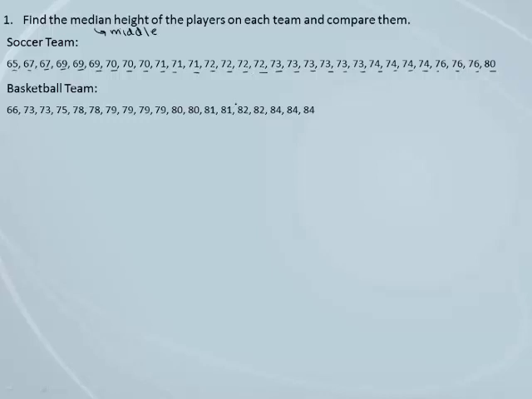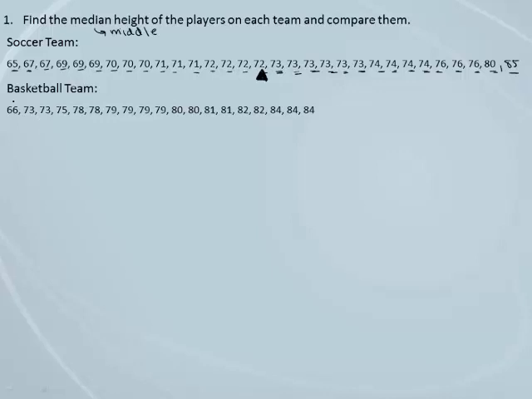that's not right. I did something wrong. 1, 2, oh, I forgot the 85. That's what I did wrong. 1, 2, 3, 4, 6, 7, 8, 9, 10, 11, 12, 13, 14, 15. This will be our median, 72. So our middle height is 72 inches, which is actually very close to what our average height was.